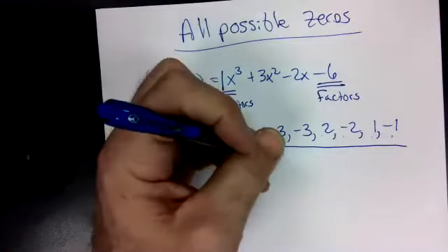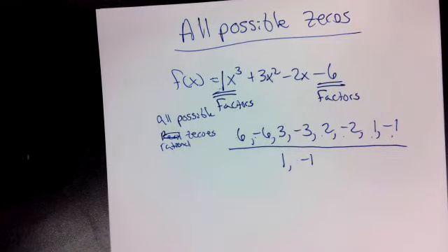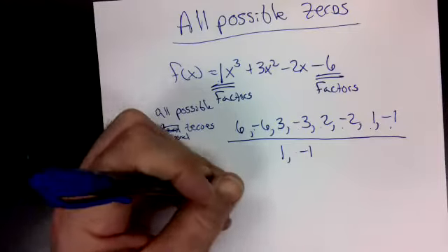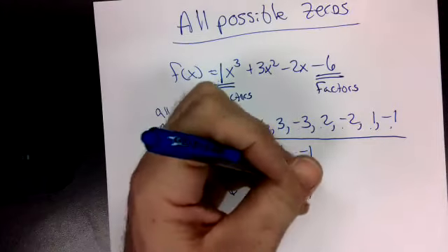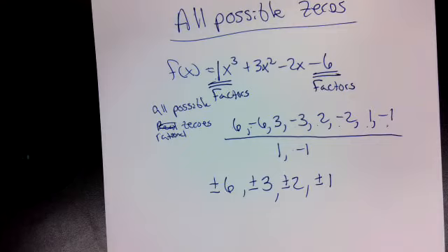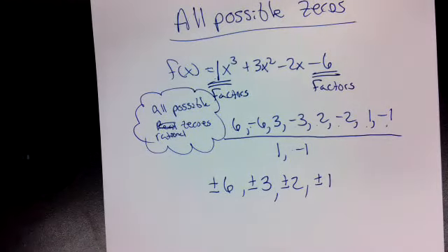And you have to account for both the plus and the minus of each. Divided by the factors of this one. So now luckily, if you divide a number by 1, you just get itself. So really all of my possible zeros are plus or minus 6, or plus or minus 3, or plus or minus 2, or plus or minus 1. So again, that's all of my possible rational factors. Those are my only choices.